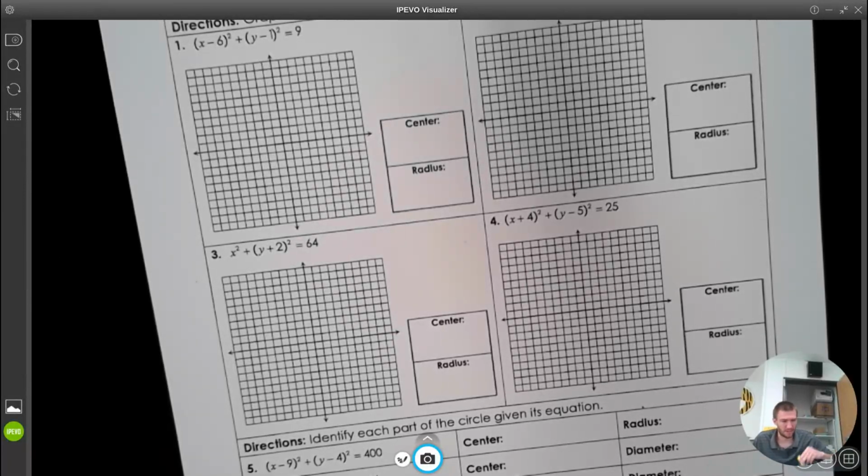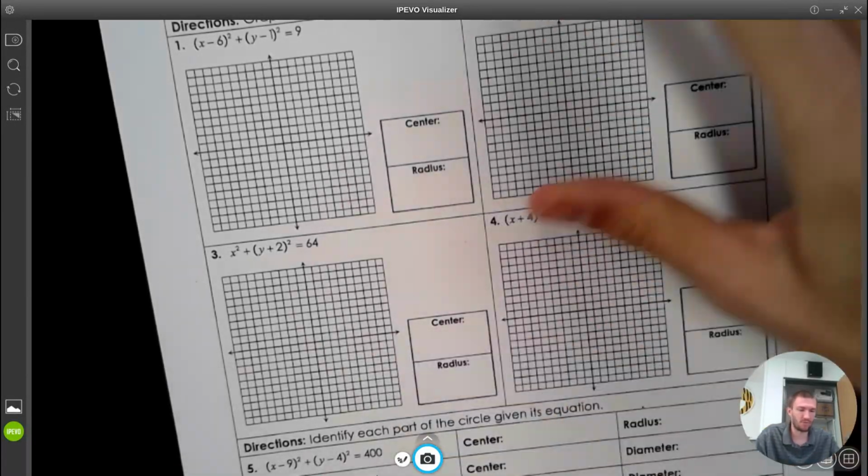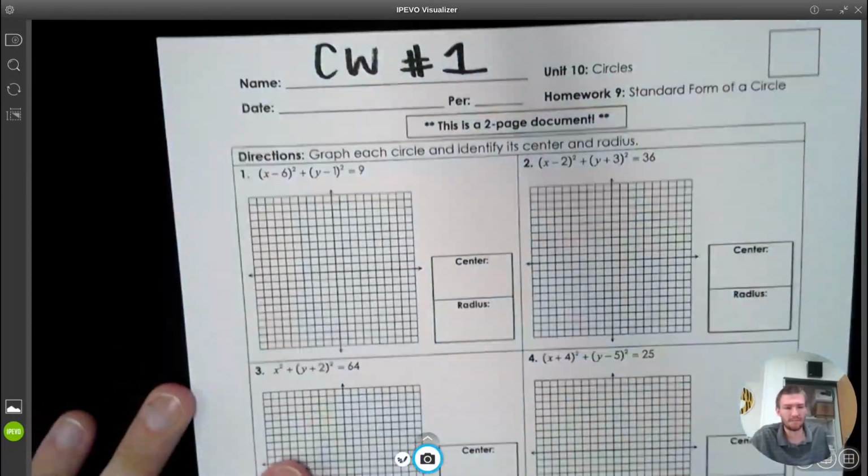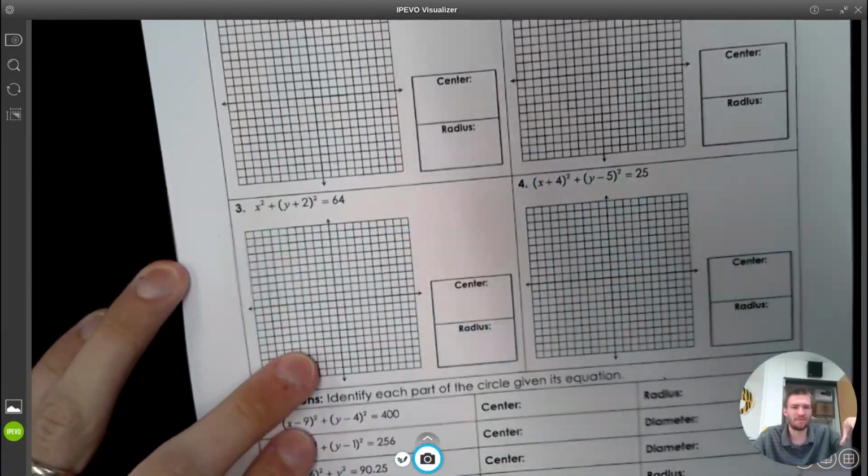What's up, everybody? We're going to talk about some of the work we need to do when we're gone. This is classwork number 1, and this is based off the notes from yesterday.